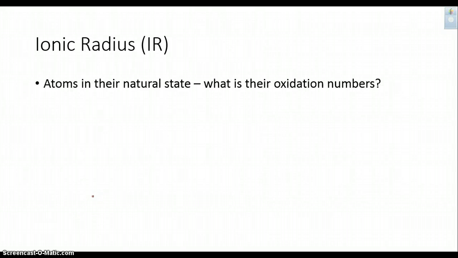Hey guys, so this is the next trend after atomic radius. This is going to be ionic radius. A couple things you need to know about ionic radius. First of all, we need to put some context to this.